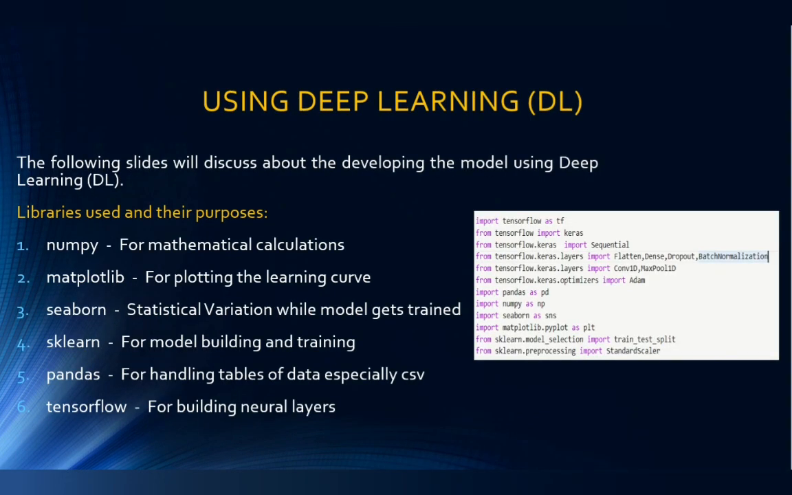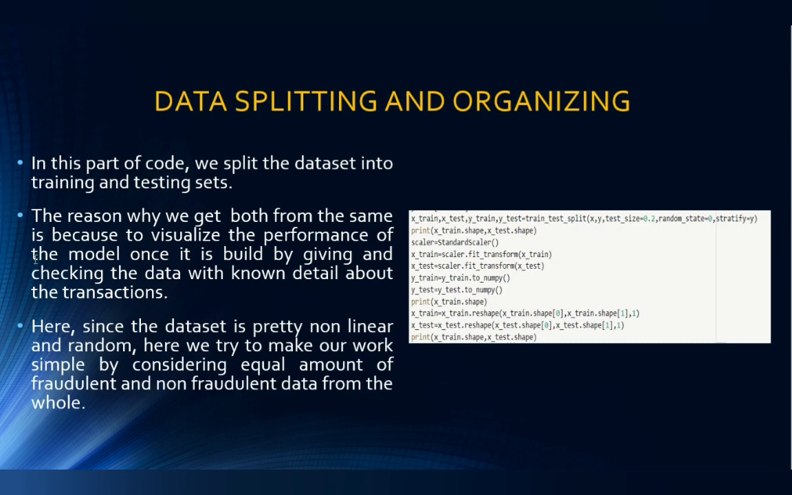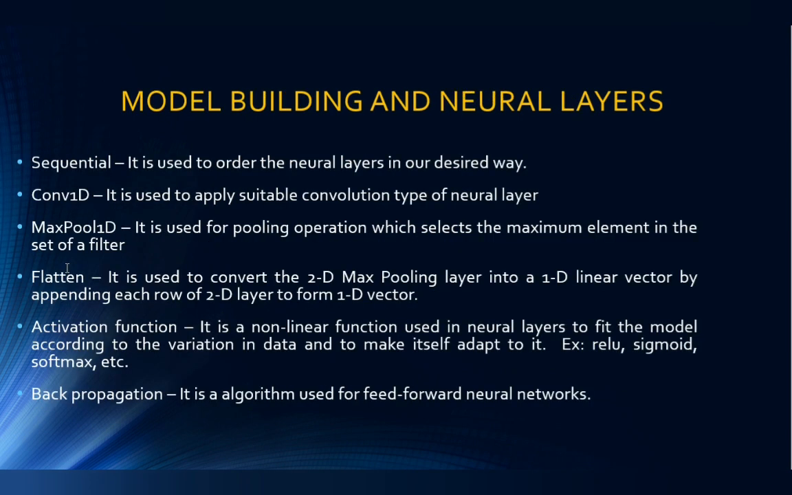Apart from ML, we use deep learning for developing our model, and the important library used over here is TensorFlow for building up the neural layer. We use pandas to read the CSV file, and we classify 0 for non-fraudulent and 1 for fraudulent transactions. We split our data into train data and test data.